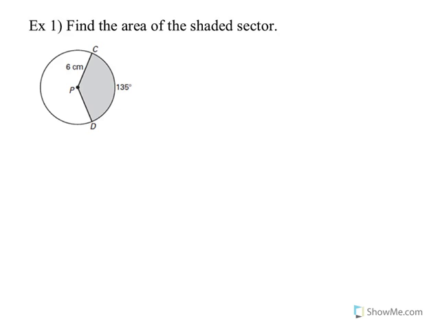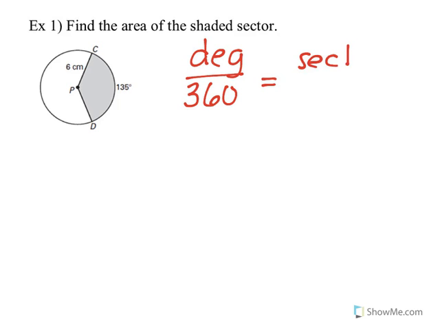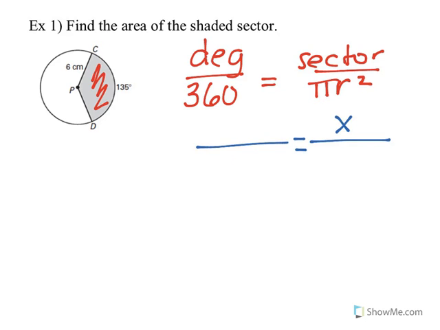Example 1: find the area of the shaded sector. So again, my formula: degrees over 360 equals my sector over the area of my whole circle, which is pi r squared. We are finding the area of the shaded sector, so our unknown is going to be our sector piece. You can call it whatever you want. I'm just going to call it x. That means that everything else we must be able to figure out. We can only have one variable.